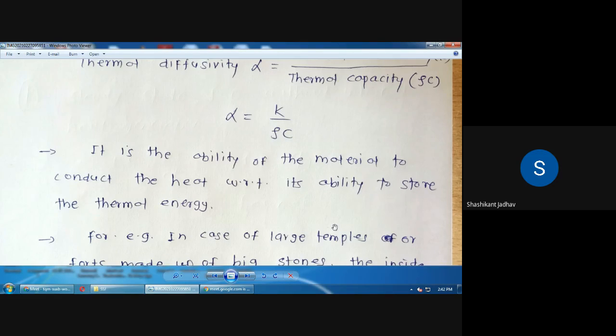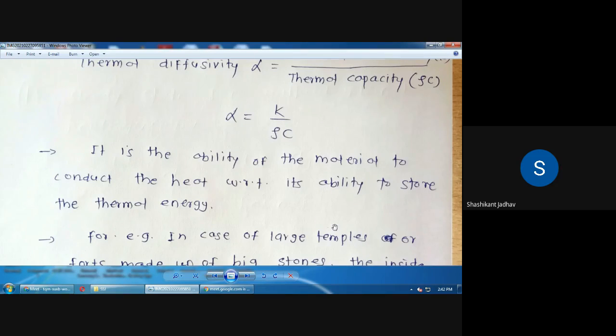Okay, so if alpha is higher, what does it mean? Thermal conductivity is higher, meaning that particular material will conduct the maximum heat as compared to storing. Understand, when alpha is higher, thermal diffusivity will be higher at that time. So what is the meaning of that? Thermal diffusivity is higher means thermal conductivity is higher, means the material's heat conducting capacity is higher as compared to the heat storing capacity.